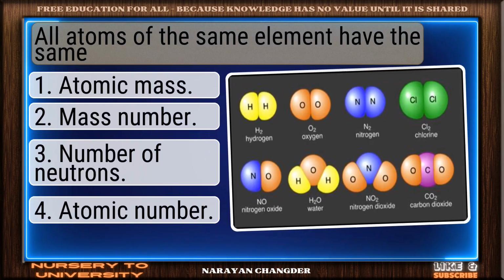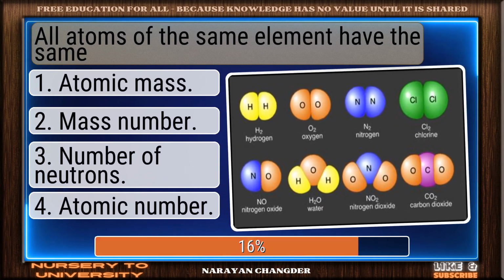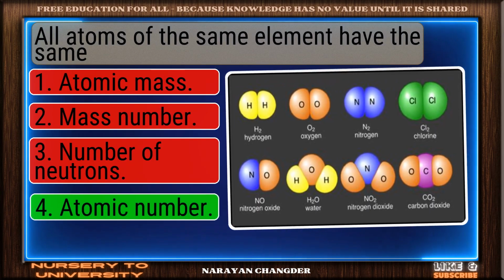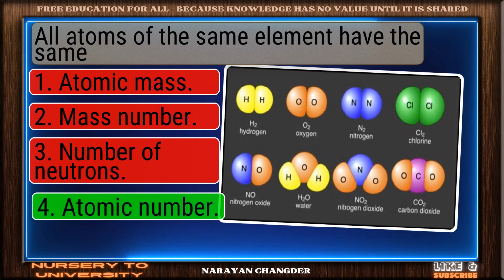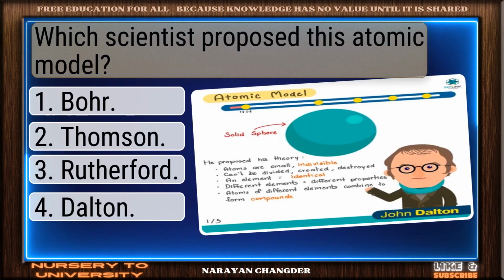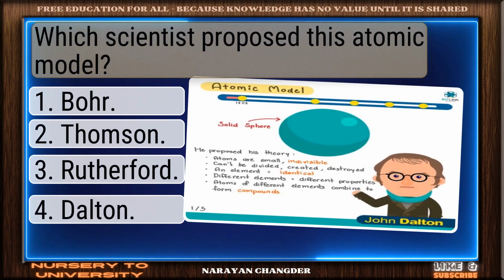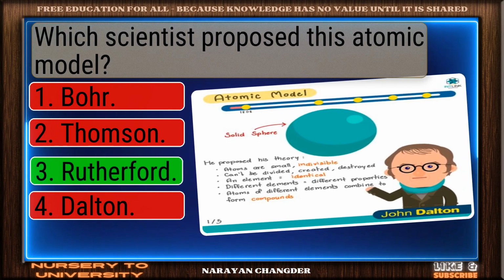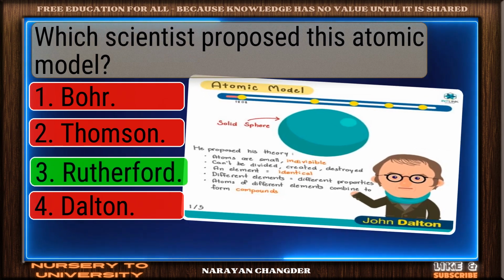All atoms of the same element have the same... Excellent choice. Atomic number is the right answer. Which scientist proposed this atomic model? On track. Rutherford is the correct answer.